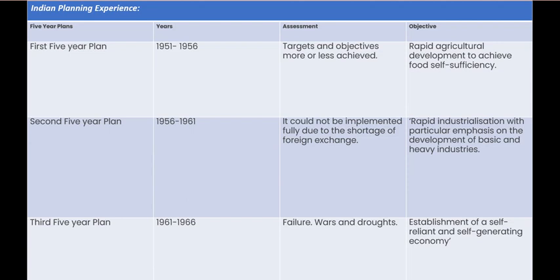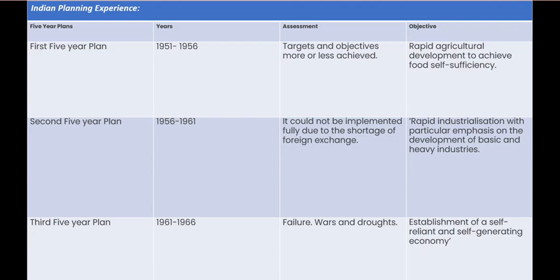To see an overview, let us navigate through the slides of my presentation, which begins with the first 5-year plan from 1951 to 56. The objectives of the first 5-year plan were rehabilitation of refugees, rapid agricultural development to achieve food self-sufficiency in the shortest possible time, and control of inflation. During the period, targets and objectives more or less were achieved, with an active role of state in all economic sectors. Five Indian Institutes of Technology were started as major technical institutions.